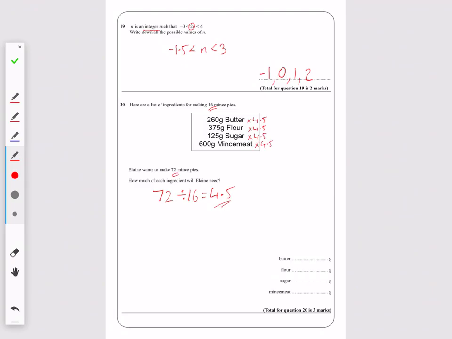So if you times each of those by 4.5, butter, you would get 1,170 grams. Flour, you would get 1,687.5 grams. 562.5 and 2,700 on that. So I'm going to put those down in the answer line. 117 or 1687.5, 562.5 and 2,700. They're all in grams here, so we don't need to convert them to kilograms. It's asking for in grams.